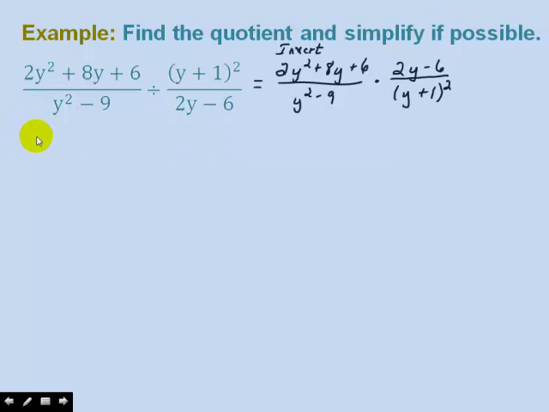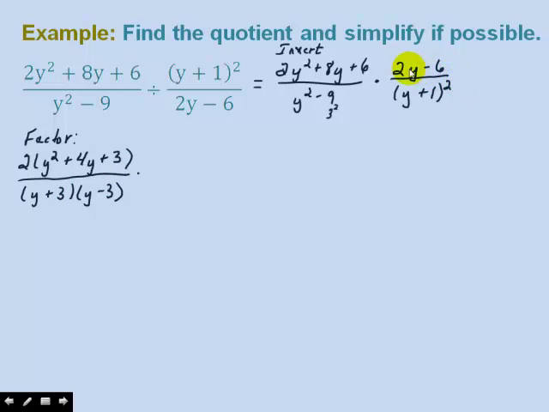Now that we've done the inversion, we just have a multiplication problem. So now we're going to do all of the factoring. And notice in this first numerator, all of these terms have a factor of 2. So let's start just by factoring out the 2. That leaves us with y squared plus 4y plus 3. And let's look now at what we can do on the bottom. We have y squared minus 9. Since 9 is 3 squared, that means we have the difference of squares. We can factor that as y plus 3 times y minus 3.